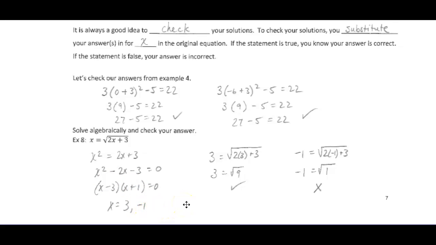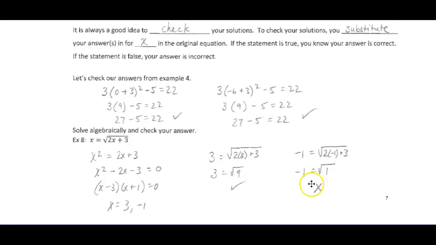However, when I go to check this, you're going to see that one of those answers doesn't work. So if I put in a 3 for x, I have a 3 on the left, I have a 3 underneath the root with the 2. This is 6 plus 3, which is 9, and the square root of 9 is in fact 3. So that's fine. But when I put in -1, I have 2 times -1 plus 3, which is 1, and the square root of 1 is not -1. So that doesn't work. And that means that that -1 is what's called an extraneous solution.